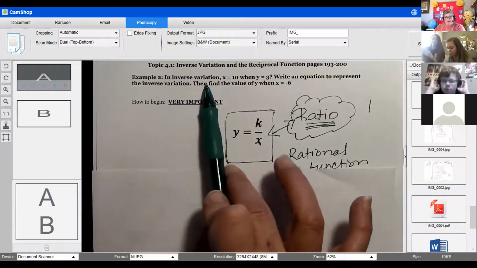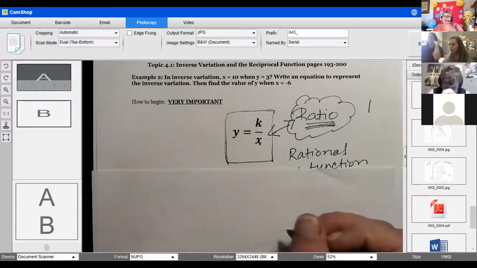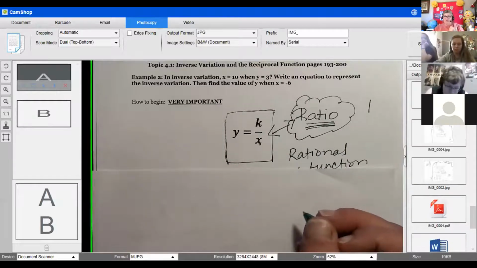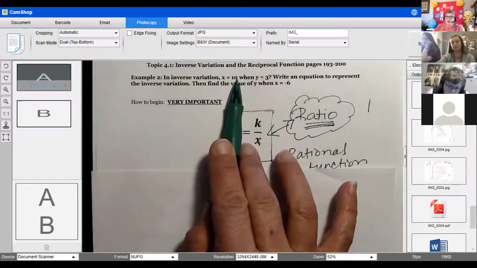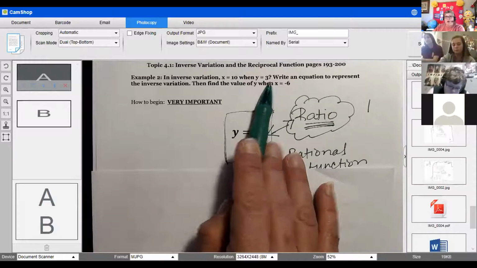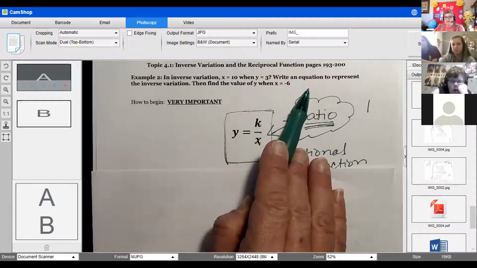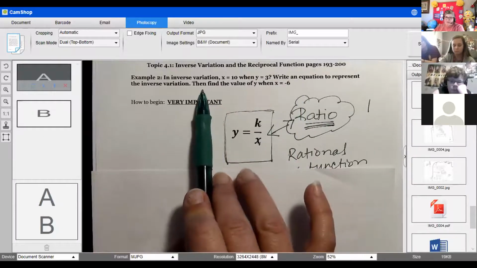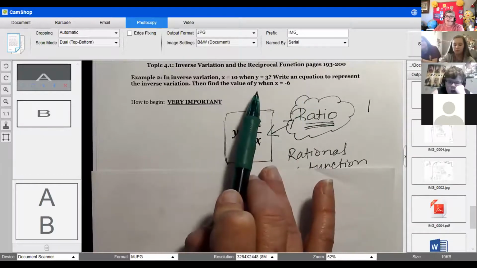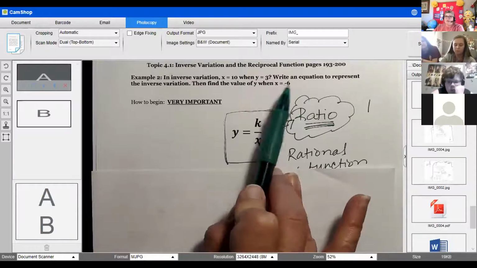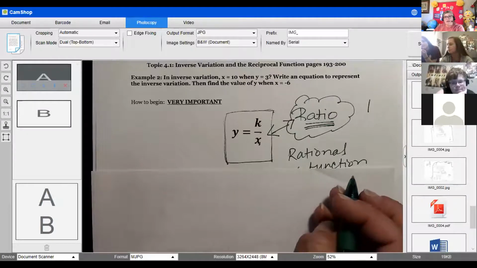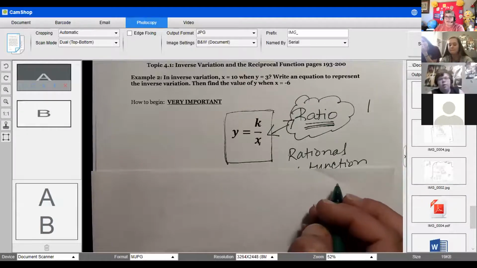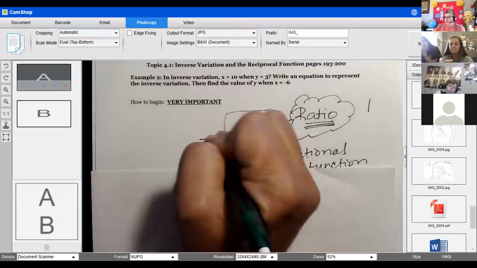All right. So we have this example that says, in an inverse variation. So that tells us automatically that we have an inverse variation. So in an inverse variation where x is equal to 10 and y is equal to 3, write an equation to represent the inverse variation. And then it asks us to find the value of y when x is equal to negative 6. So here's our formula that we need.